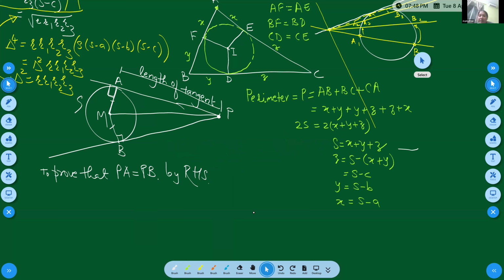Sir, when you are finding that perimeter, why are you writing the 2S? I couldn't understand that part, sir. Yeah, 2S: 2 times semi-perimeter is equal to perimeter. Yes, sir. Okay, okay, sir.